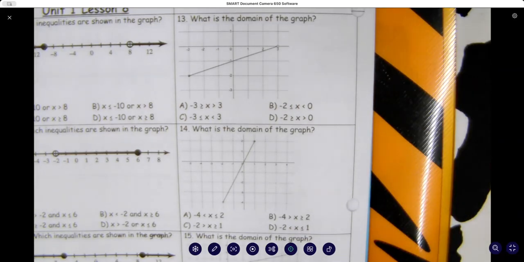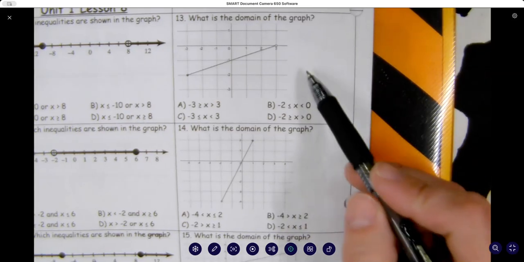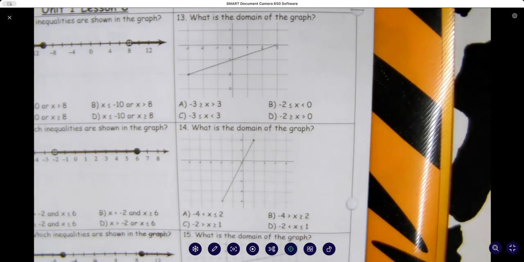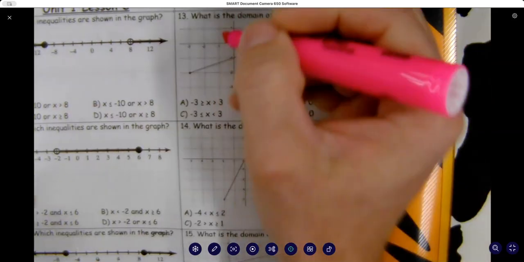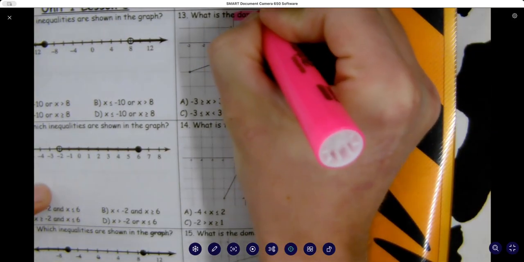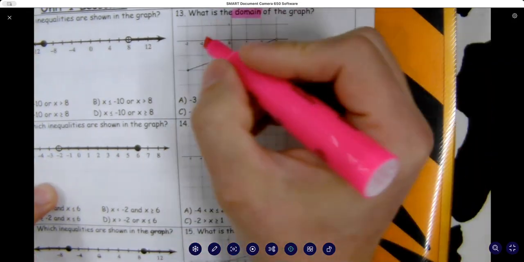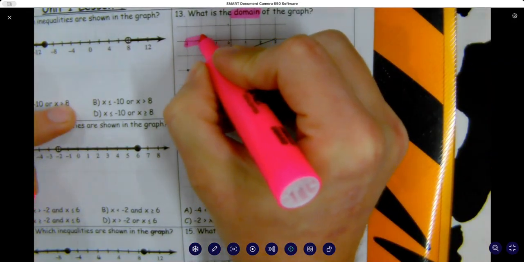So this is the Bellringer for today. We're going to do number 13 and number 14 on the back of your spiral. Okay, so we're looking for the domain of the graph. So the domain is the x values. So we want to see how wide this graph is.